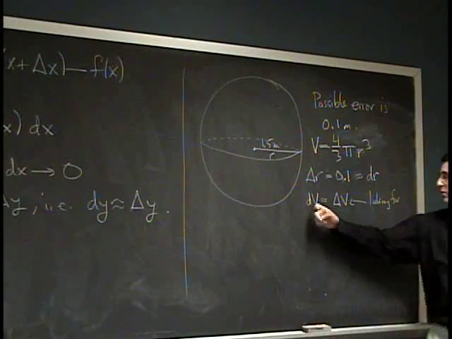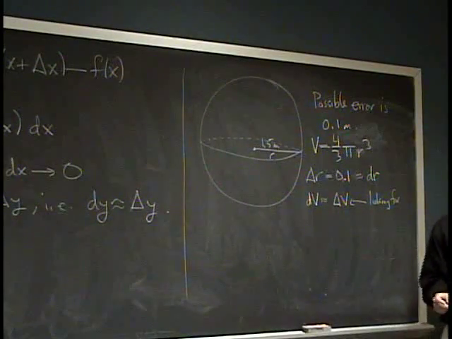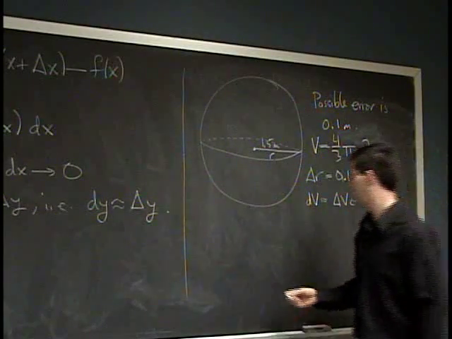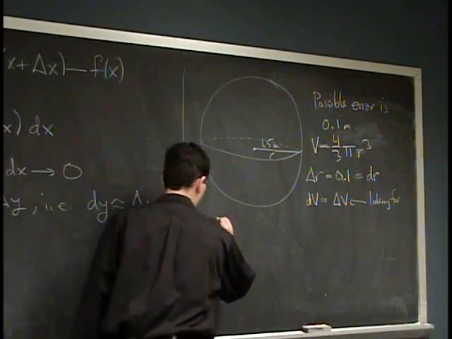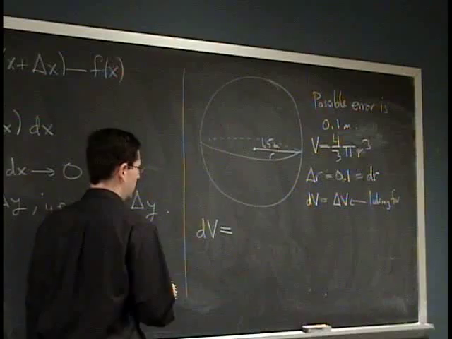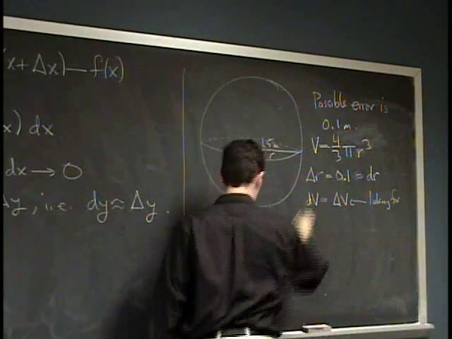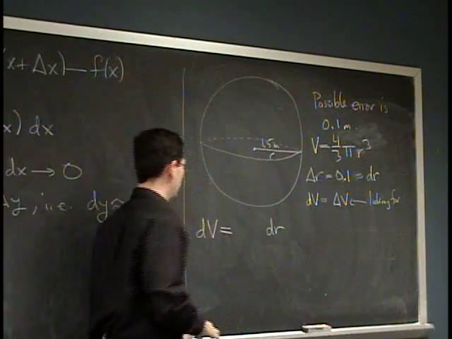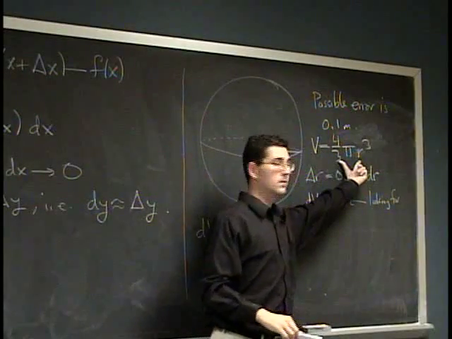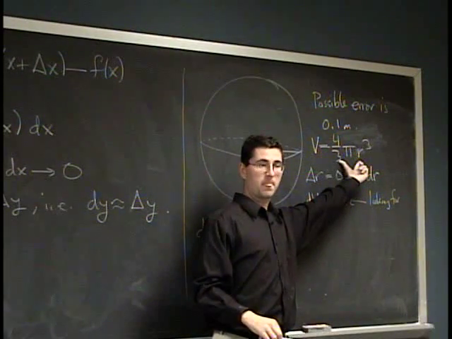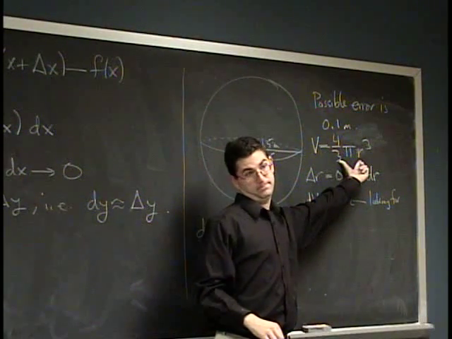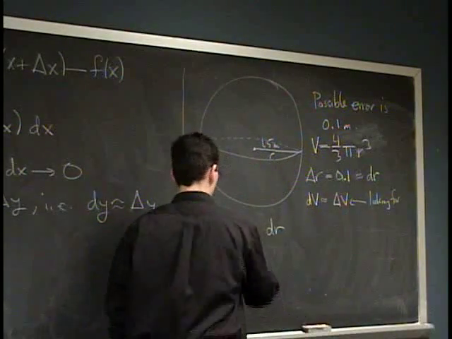So all I have to do is compute dv, and I have a formula to do so. dv is given by the derivative of this function times dr. And what's the derivative of this function? 4 pi r squared.